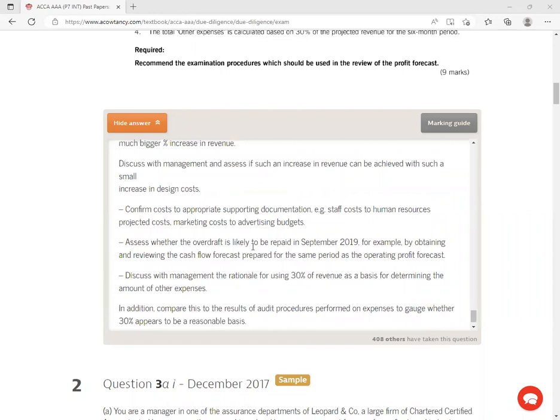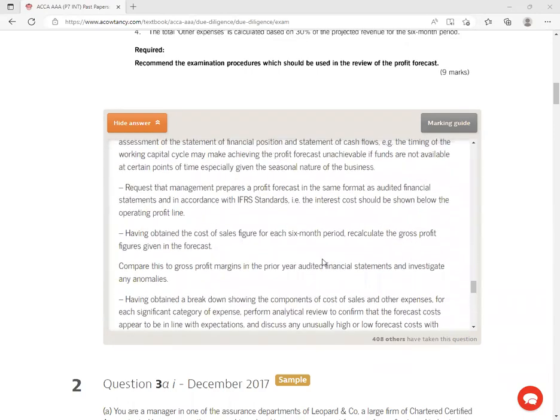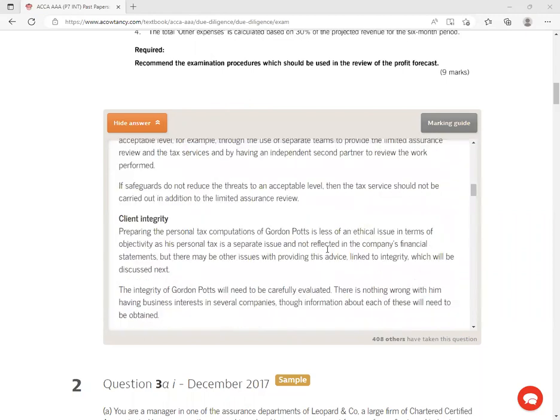Assess whether the overdraft is likely to be repaid in September, for example by obtaining and reviewing the cash flow forecast prepared for the same period as the operating profit forecast. Discuss with management the rationale for using 30% of revenue as a basis for determining the amount of other expenses. In addition, compare this to the results of audit procedures performed on expenses to gauge whether 30% appears to be a reasonable basis. Remember, these were among the assumptions that we had up there.